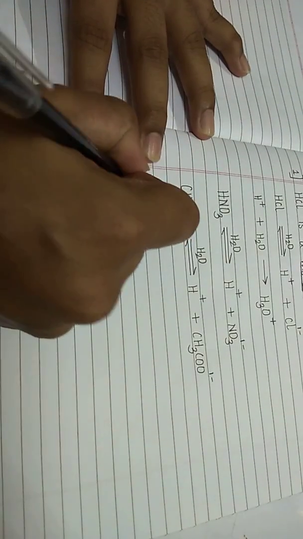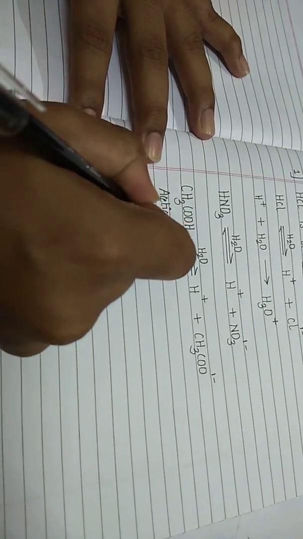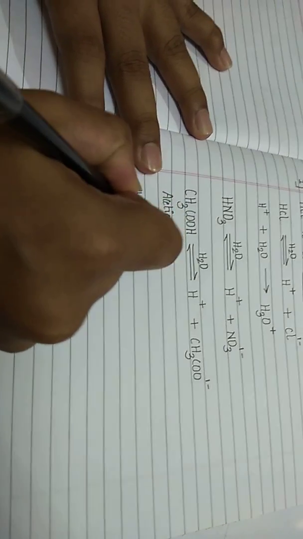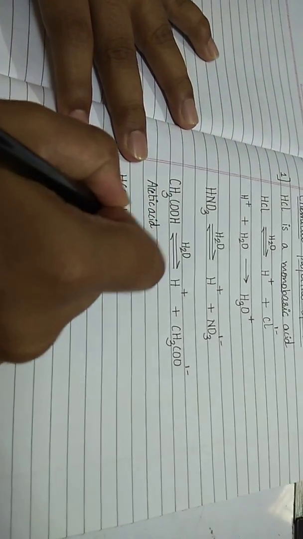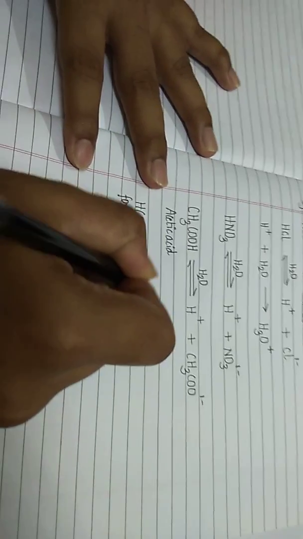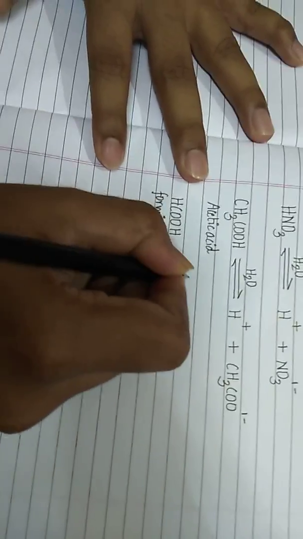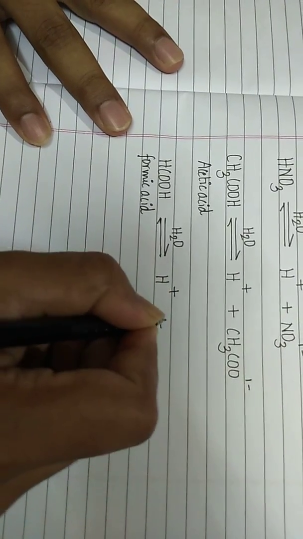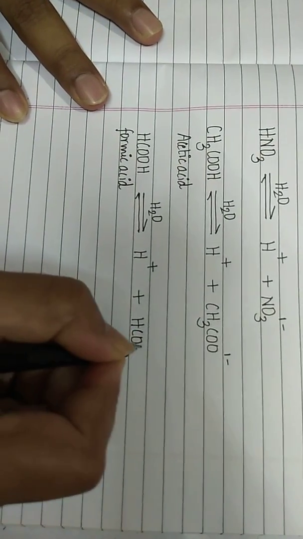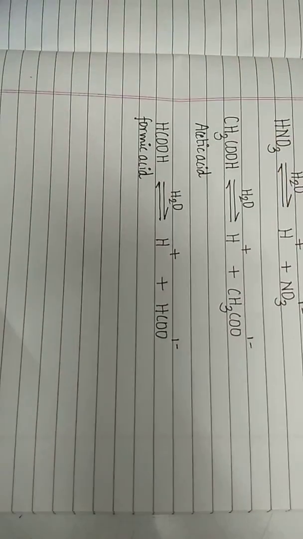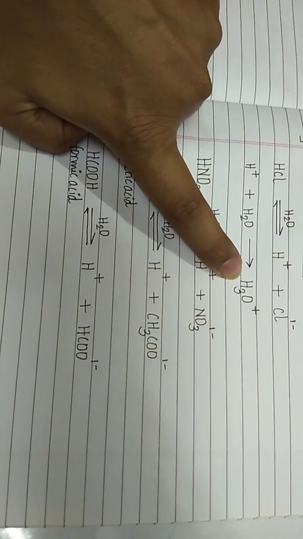Formic acid, which is HCOOH, it is formic acid. Formic acid is also a monobasic acid, because when formic acid is dissolved in water, even formic acid will produce one hydrogen ion per molecule. And in all these cases, the hydrogen ion which is formed will combine with a water molecule and will produce hydronium ion.